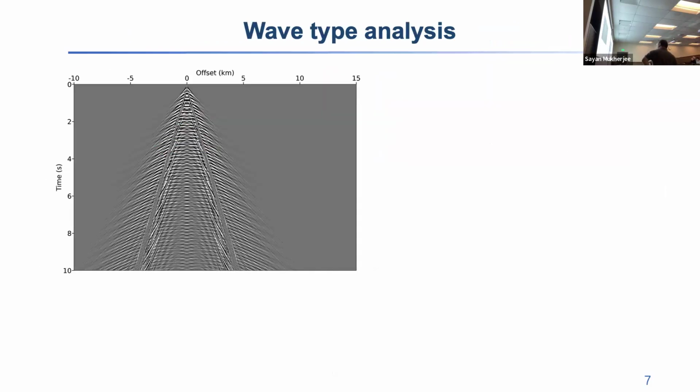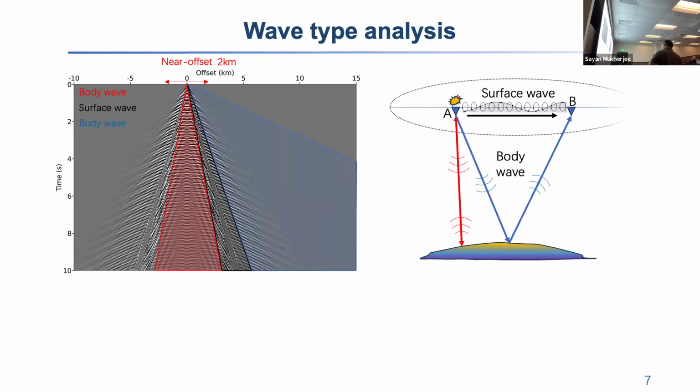Let's see more detail in this short gather. For this near offset area, we analyze just the periodical reflected body wave. If we go further, we see the surface wave here. Keep going, we see body wave again. This is just because in the near offset area, the body wave just propagates vertically and reflects back.